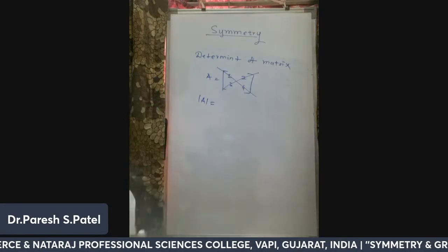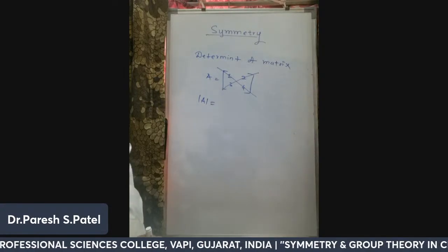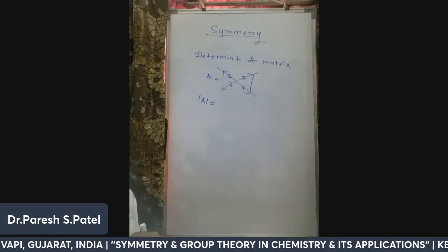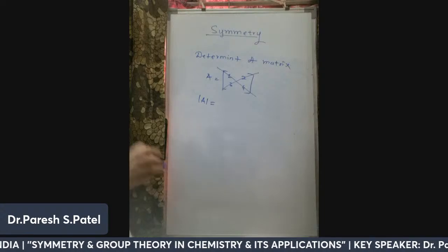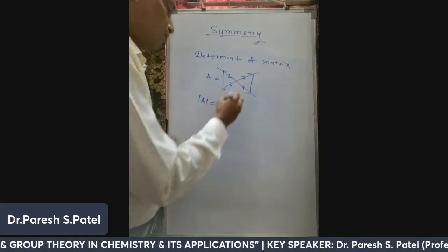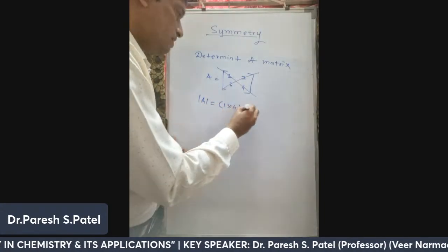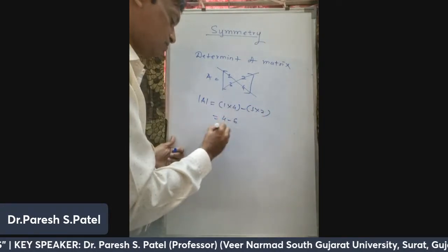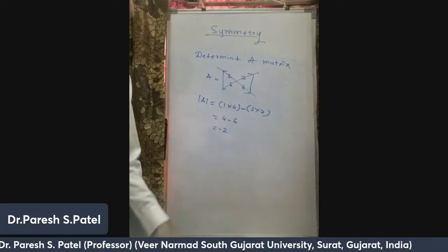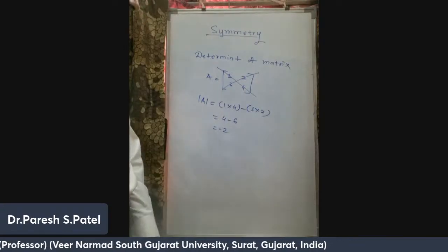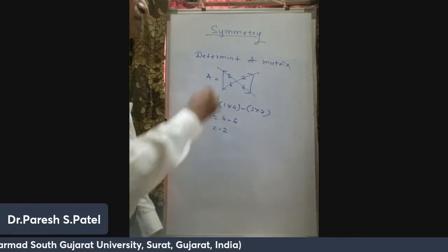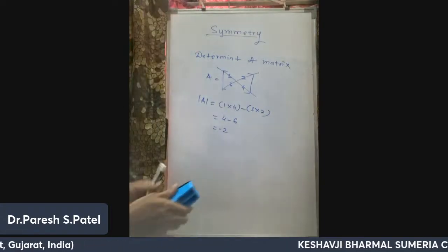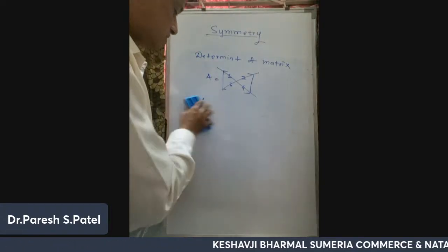So remember, dear students, in case of the two-dimensional matrix, combination of diagonal elements minus combination of other than diagonal elements. So 1 by 4 minus 3 by 2 is equal to 4 minus 6 is equal to minus 2. So the determinant of the two-dimensional matrix can be represented as the combination of diagonal elements minus the combination of other than diagonal elements.